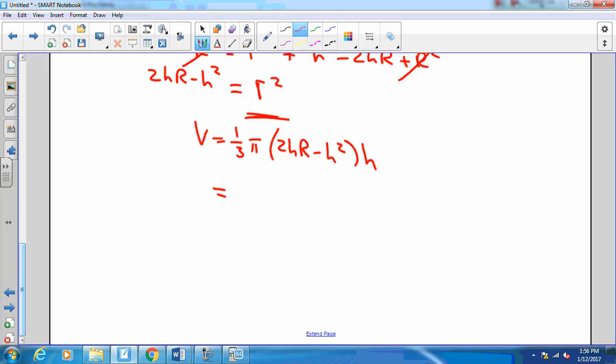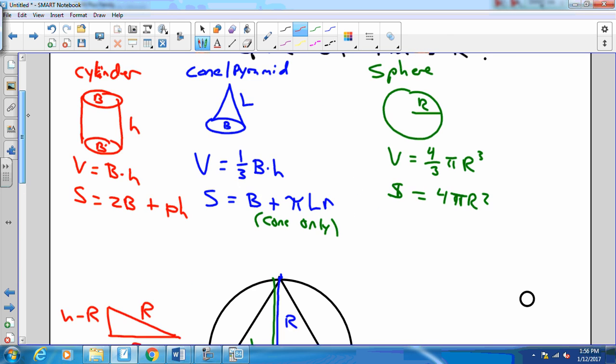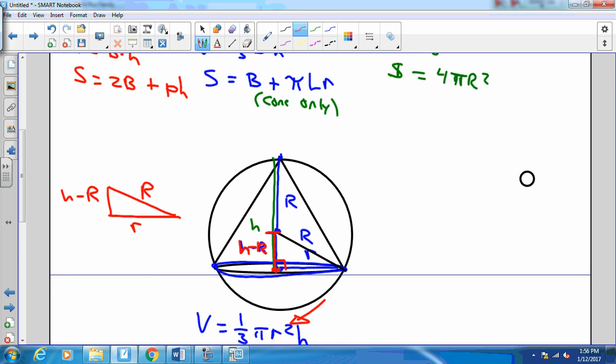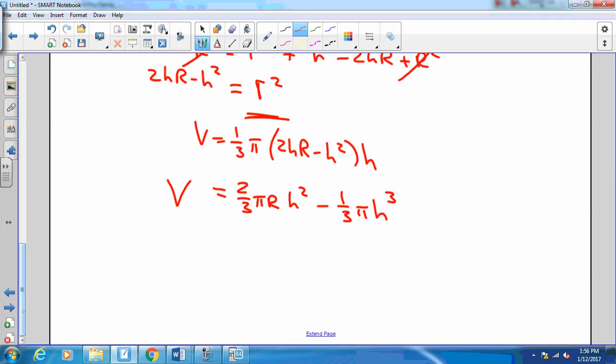And we like that. That's nice. Let's clean up by distributing. And now we have a volume in terms of height h. What about the domain? Well, the smallest possible height that I could have would be h equals 0. That would be a weird cone right there. And the largest I can have would be h equals 2R.